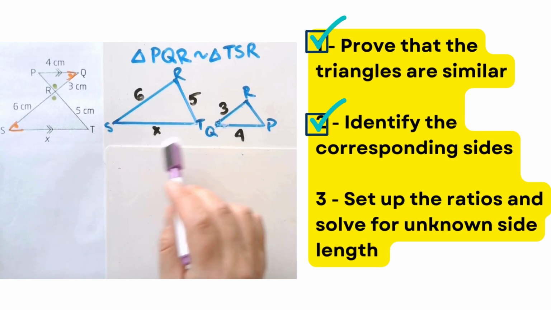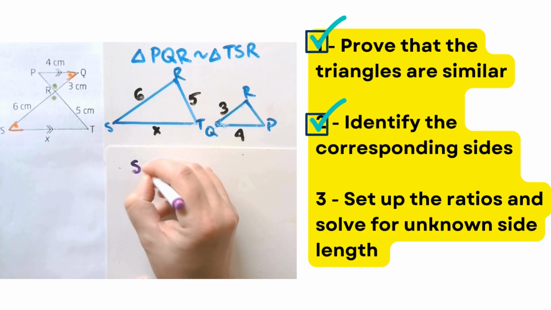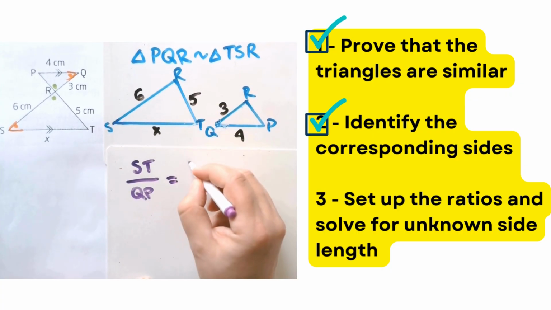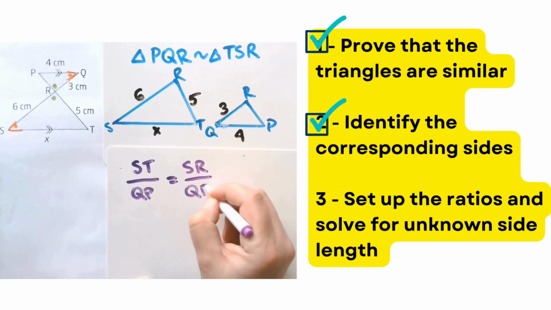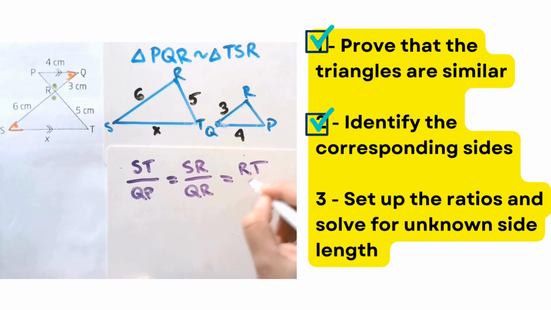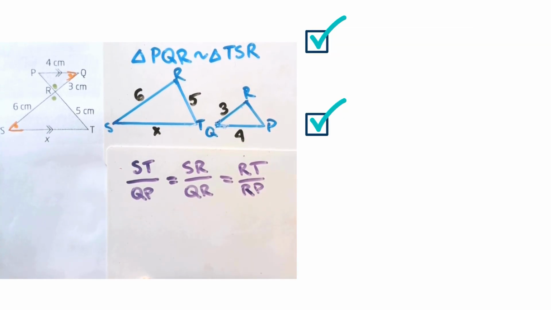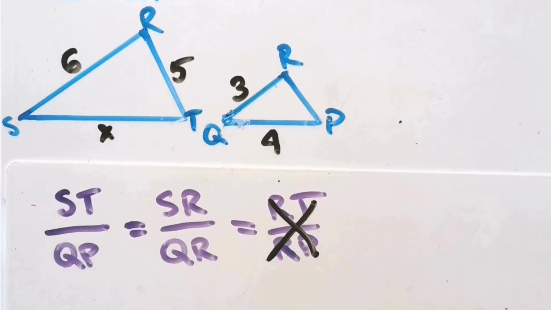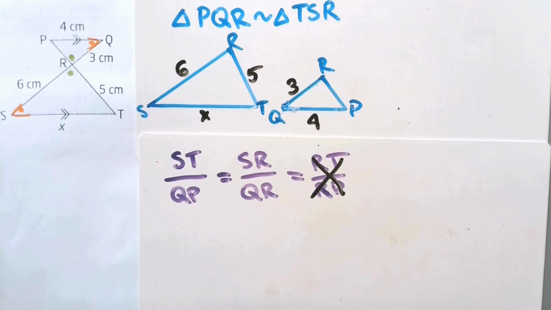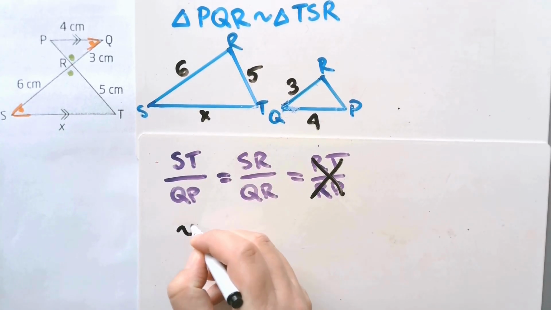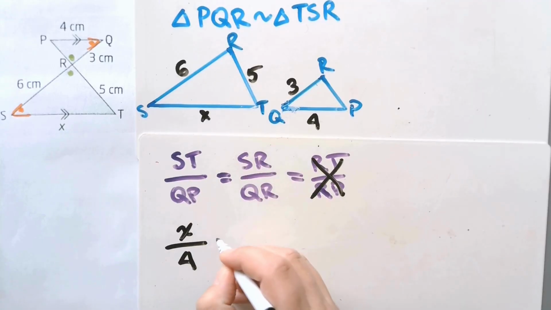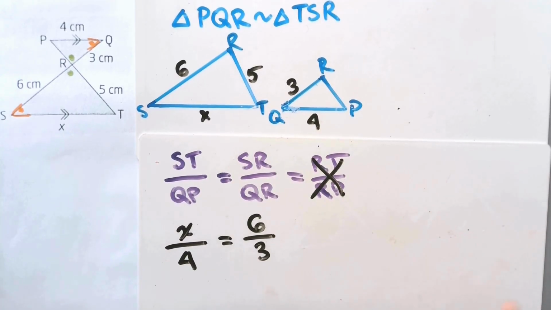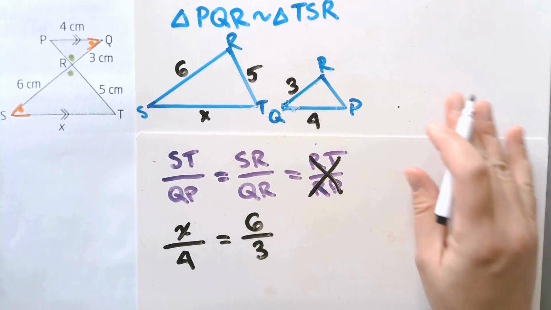So now we can just compare the corresponding side lengths and set up those ratios. I know ST over QP will equal SR over QR, as well as RT over RP. In this case, I don't have anything between R and P, so I'm not going to be using this ratio. And now I can just start setting everything up. ST is X over QP, that's 4 centimeters. SR, that's 6 over QR, that's 3. So now I have a neat little ratio, and all I need to do is solve it.